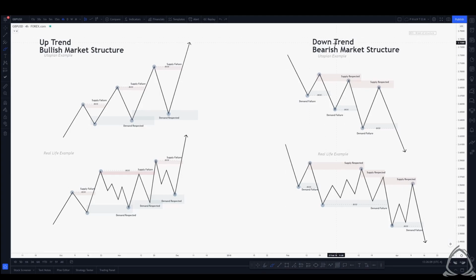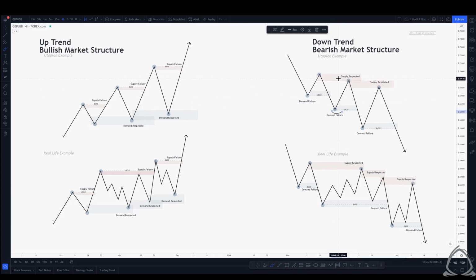And now, on the flip side, we'll discuss the downtrend or bearish market structure. What we can see when we're looking at the bearish market structure is that price creates a lower low. Price then retraces, creating a lower high. The process that creates the lower low creates a demand zone. And when price moves to the downside, breaking the previous lower low, which causes demand to fail, it creates a new supply zone.